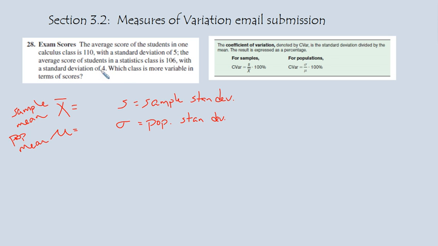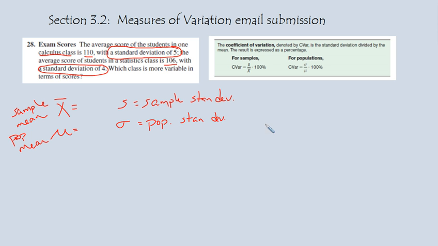We have two classes that are being compared. We have a calculus class, which has a 110 class average, and we have a statistics class, which has a 106 average. The calculus class has a standard deviation of 5, and the statistics class has a standard deviation of 4. And our question is which one has more variability? Which one has a wider range of values?